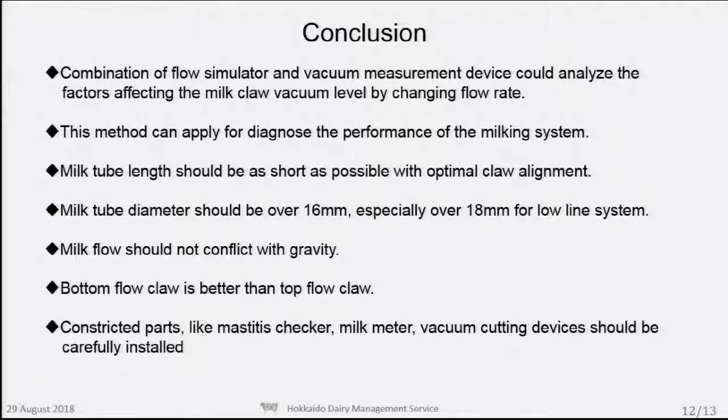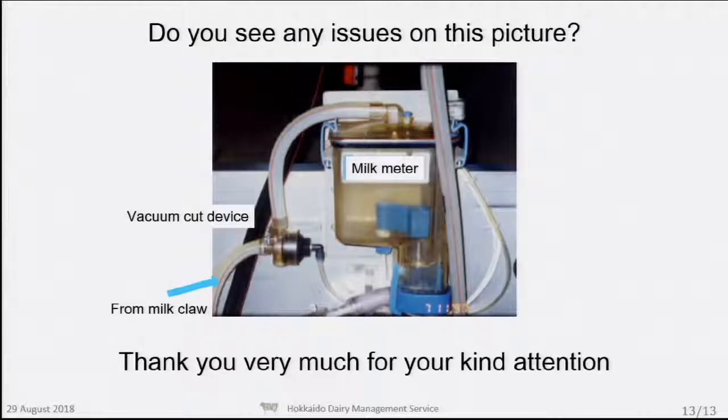Constricted parts like a mastitis checker, milk meter, and vacuum cutting device should be carefully installed. Do you see any issue in this picture? A narrow point cutting device with narrow point, milk tube lift, and narrow outlet milk tube.